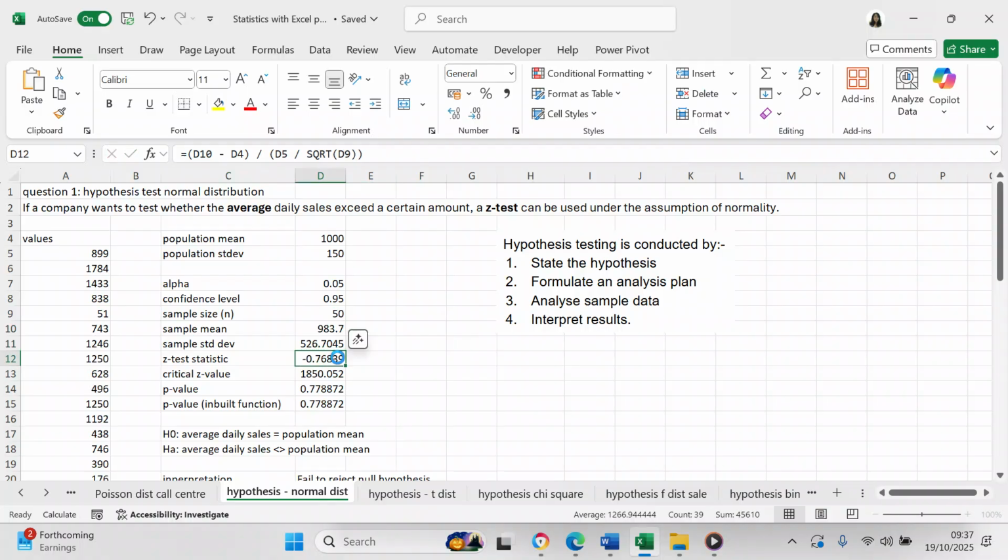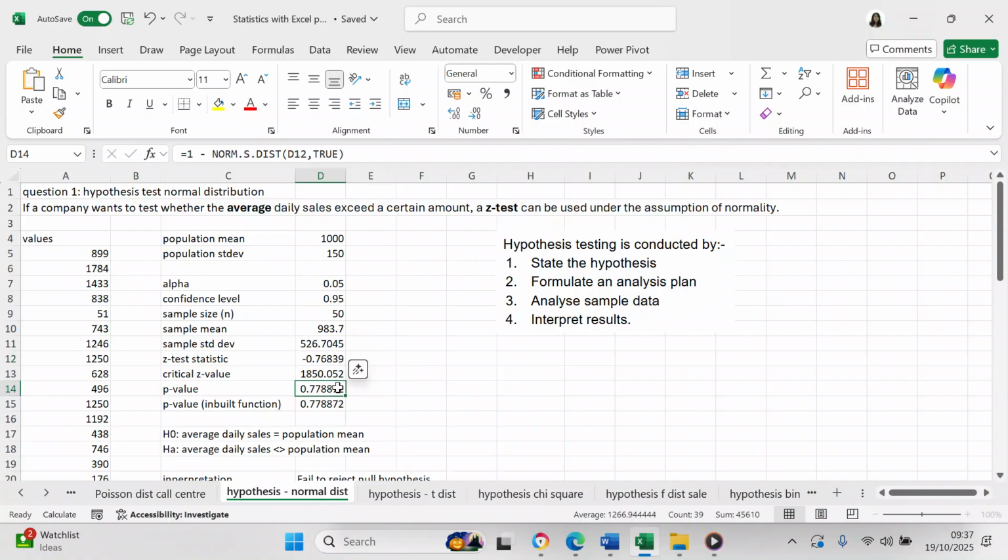The z-test statistic is D10 minus D4. So that's 983.7 minus 1,000, divided by D5, your population standard deviation, divided by the square root of D9, which is your sample size. And that's going to give you a test statistic of negative 0.76839. So your p-value is 0.77.